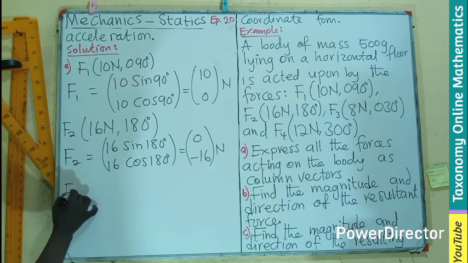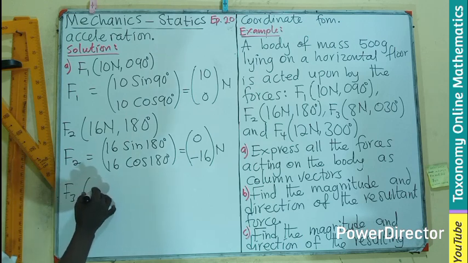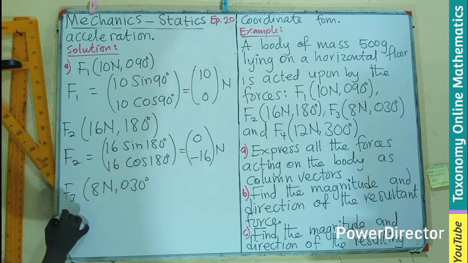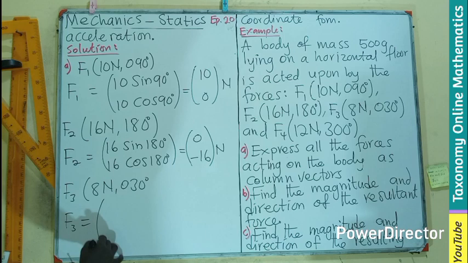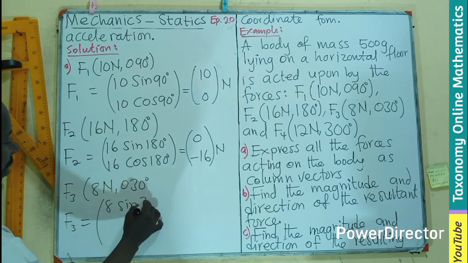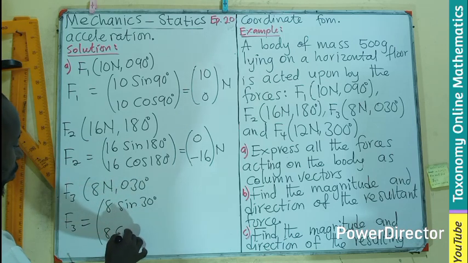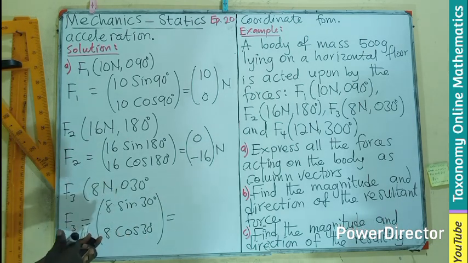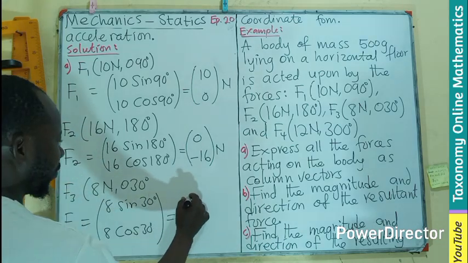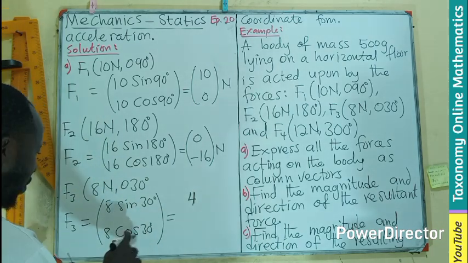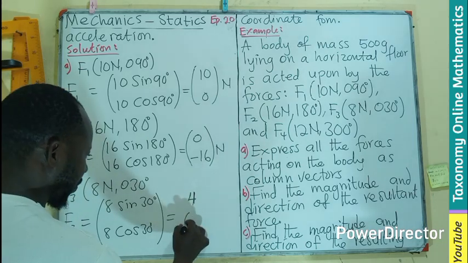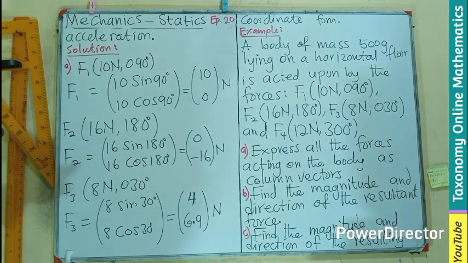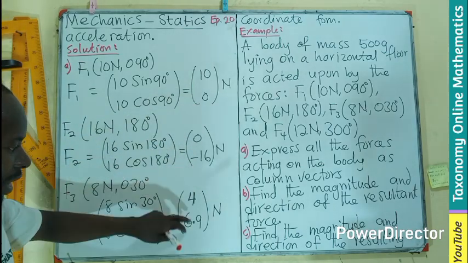Let's go to force number 3, which has a magnitude of 8 Newton and a direction of 30 degrees. So force number 3 will be given by 8 sine 30 degrees, 8 cos 30 degrees. In the first one, sine 30 is half, so half times 8 is 4. Multiplying cos 30 by 8 gives 6.9 as the y component. So these are the vector components of the first three forces.